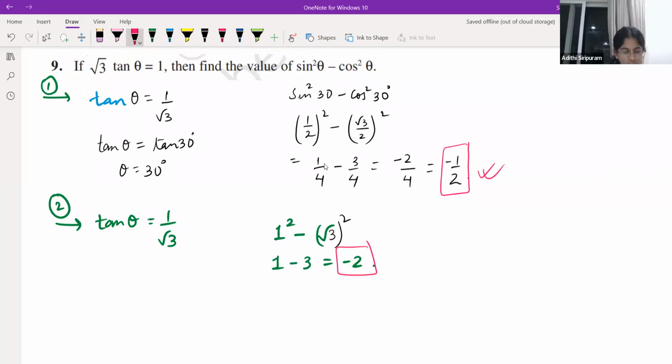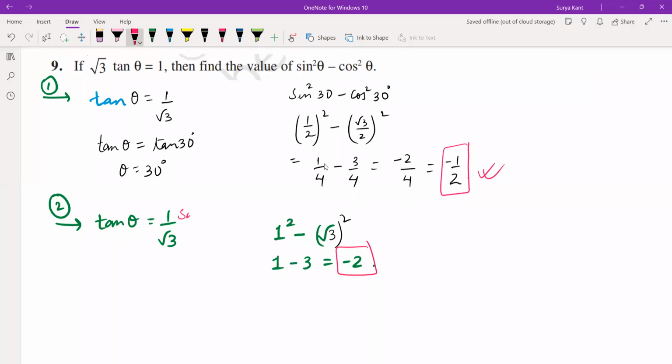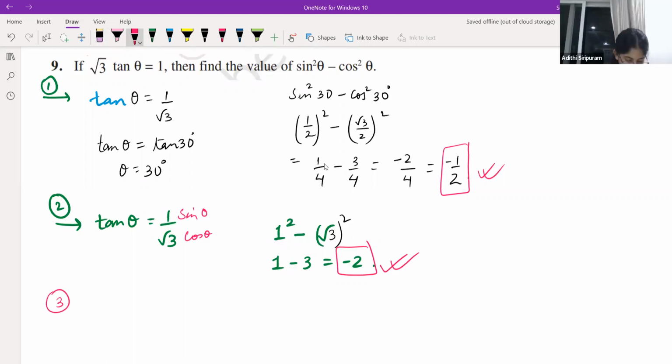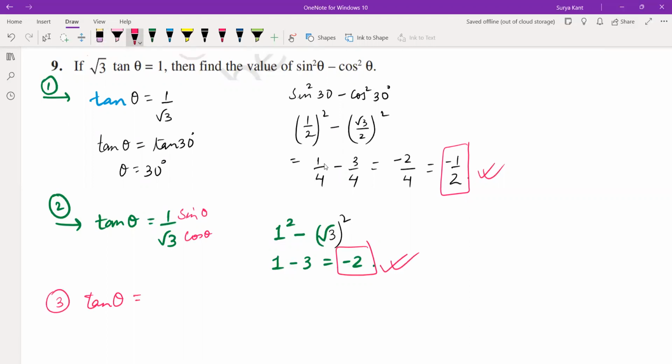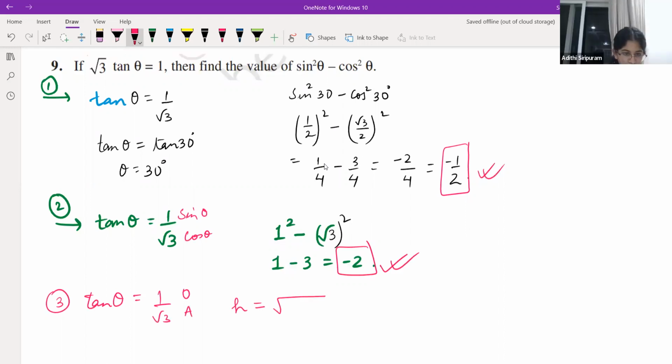Okay, one minute. To use the identity, sine theta is sine theta by cos theta. So 1 square minus root 3 whole square. As per this formula, we're getting this. Suppose we try some other method also. Third method: we can just use 1 by 2 whole square minus root 3 by 2, this is O by H, A by H. What will we get for H over here? Root over 2, yeah, 2 we will get, right? H is equal to 2 we will get.